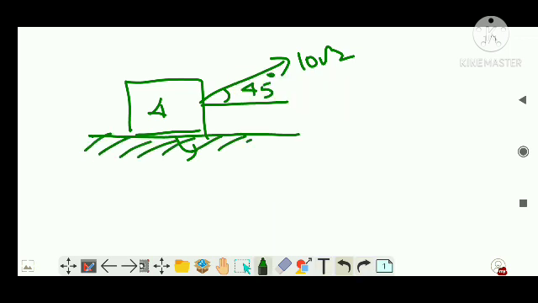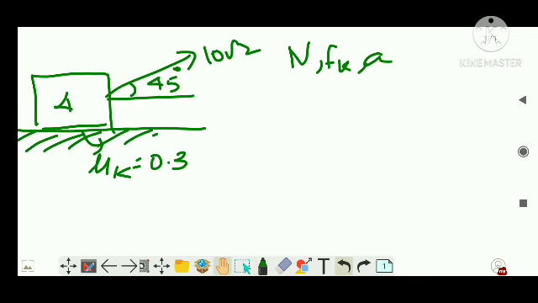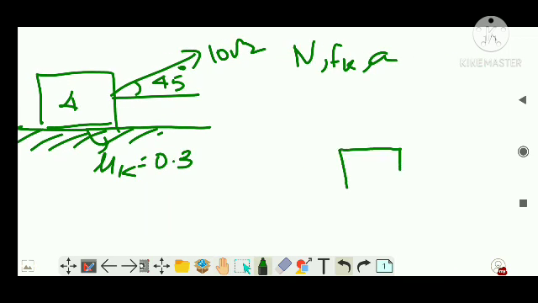And the coefficient of friction mu k is given as 0.3, and the object is moving, that is given. You are asked what is N, what is kinetic friction, and obviously you are asked the acceleration. So how would you do it? Obviously you have to draw what is known as the free body diagram. So there is 40, that is 4g, and there is normal reaction.